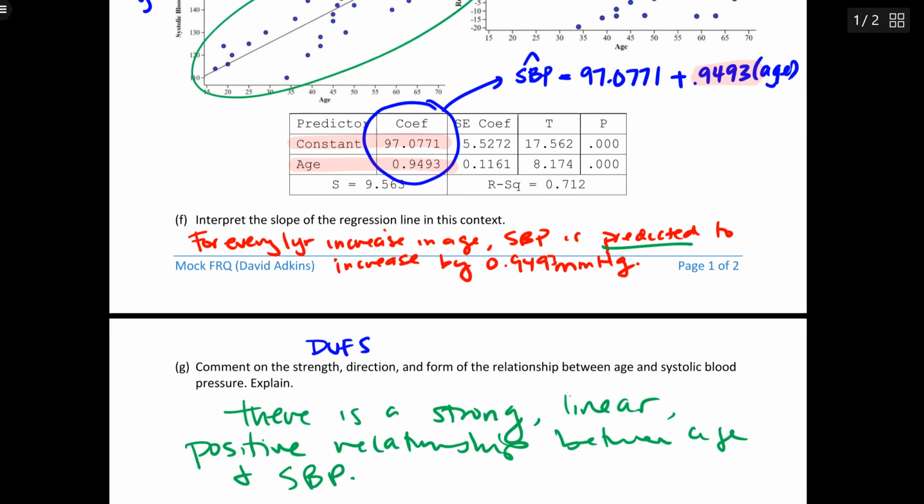It does say explain, so I would go a little bit further. This is actually part of what they did on that Wolf question forever ago that I had to grade. Strong, because, and you could say moderately strong if you want to couch this a little bit. They're not super close, so moderately strong is probably better, because the points fall close to the trend line.